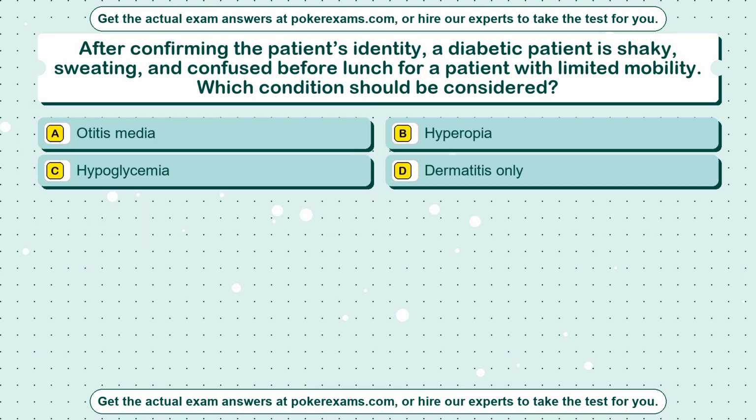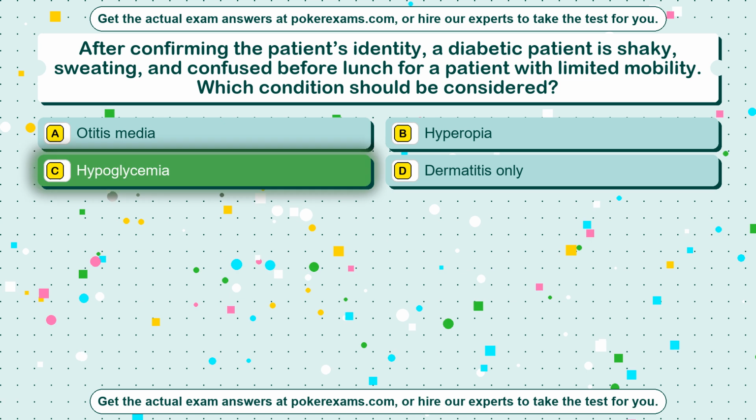Question 34. After confirming the patient's identity, a diabetic patient is shaky, sweating, and confused before lunch, for a patient with limited mobility. Which condition should be considered? Option A, otitis media. Option B, hyperopia. Option C, hypoglycemia. Option D, dermatitis only.